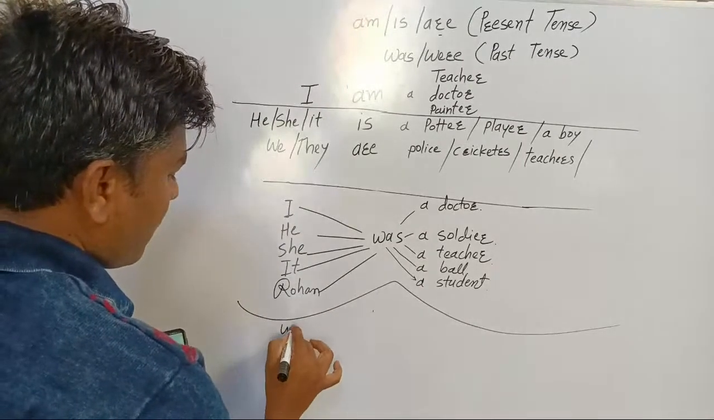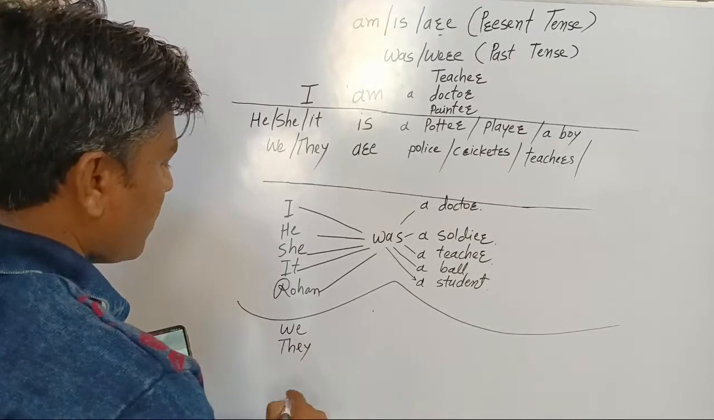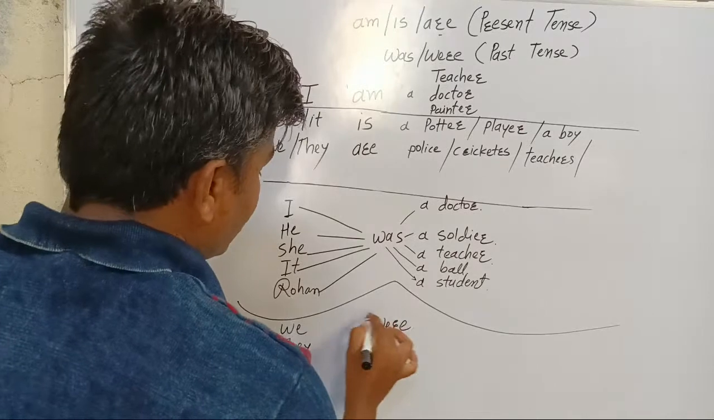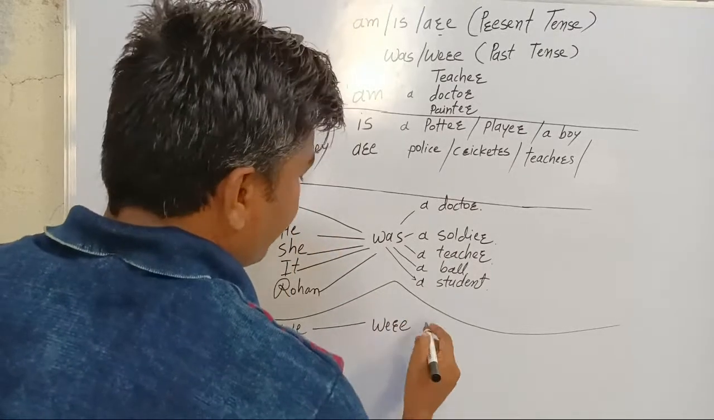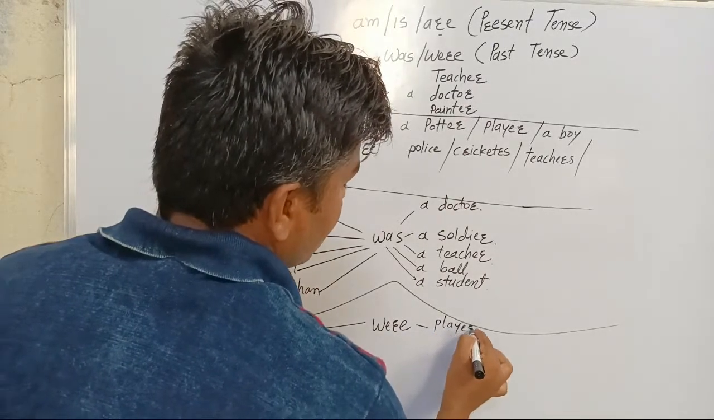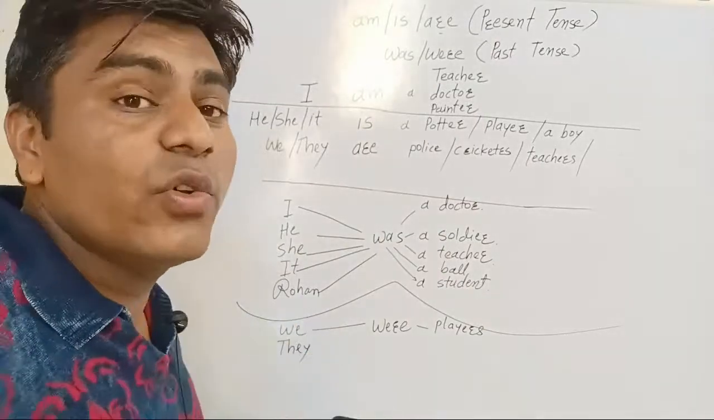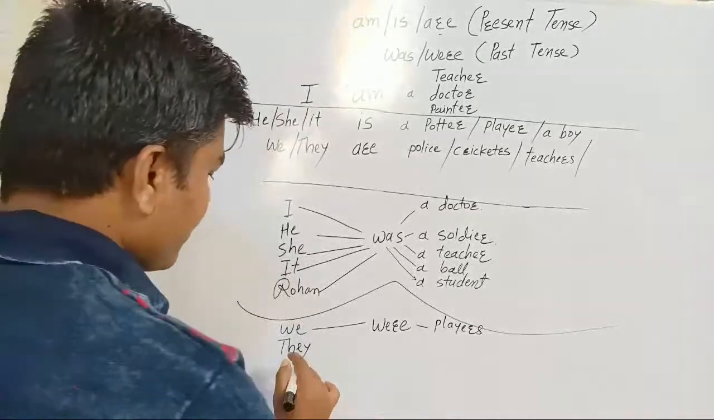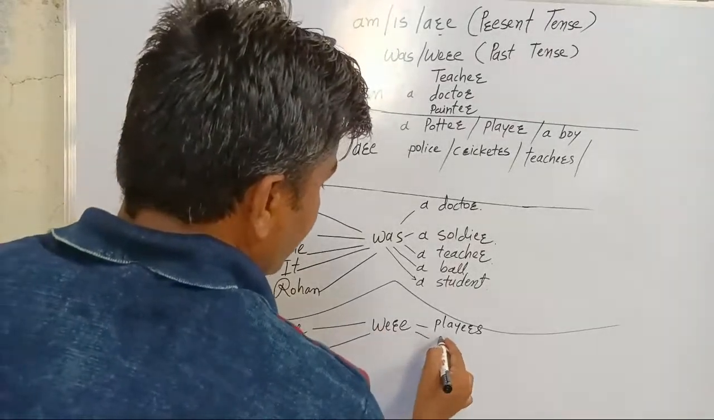We, they, were. Okay, so I write here: We were players. We can write subject with plural auxiliary verbs. Okay. Then they were students.